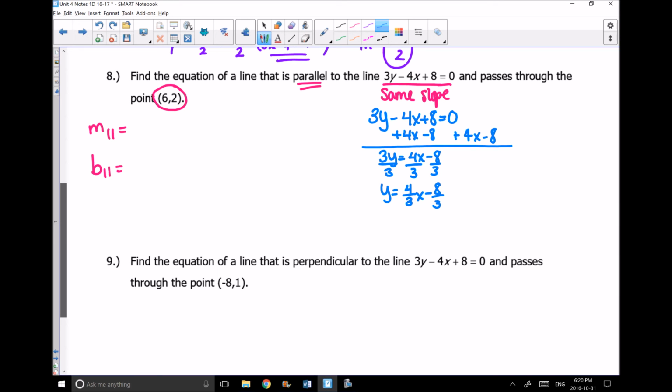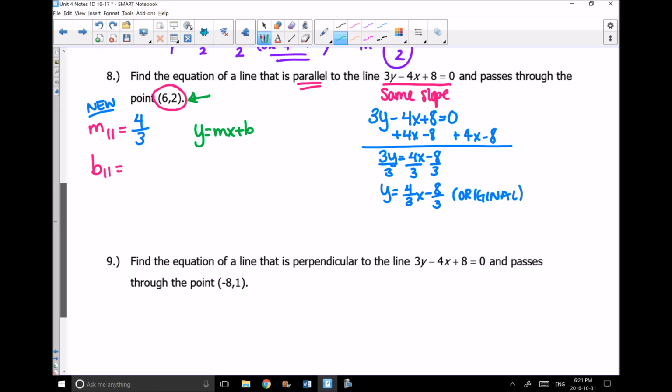Well, if my new line right here has the same slope as my original line right here, then I can say since this has a slope of 4/3, my parallel line also has a slope of 4/3. But I don't know what my y-intercept is. So I'm going to use y equals mx plus b to figure it out because I know it has to go through a point 6, 2. So how do I do that? Every time I see a y, I'm going to replace it with 2.